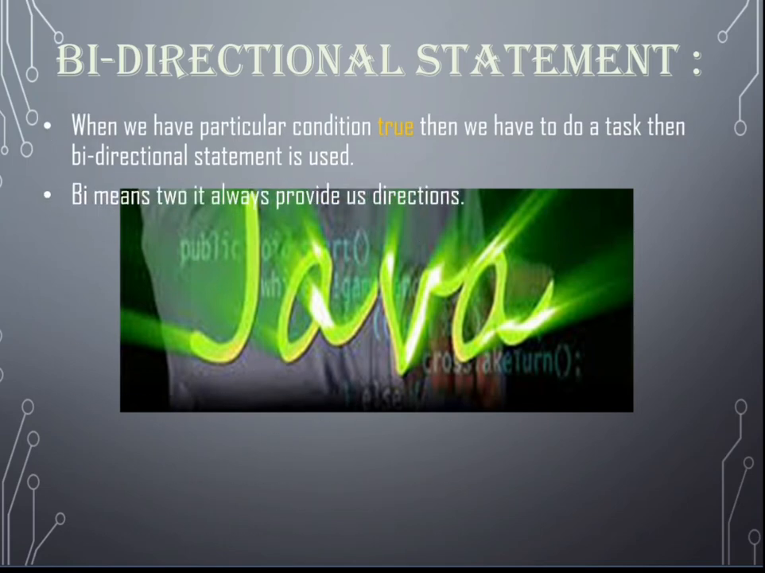Bi means two. It always provides us directions, either this or that. Sometimes a teacher says call a class captain. If you are calling a girl class captain, then that girl is given different tasks. The teacher is going to allot a different task to a girl class captain and a different allotment to a boy class captain. It means two directions. If a girl is coming, then one task. If a boy is coming, then another task. It means we have two directions.